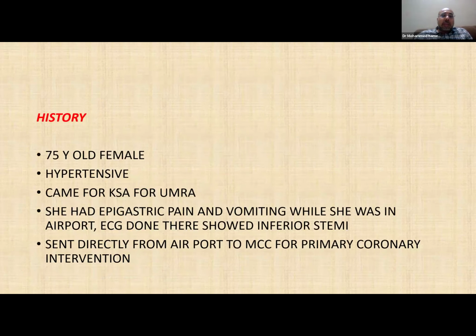We have a 75-year-old female. She has a history of hypertension. She came to Saudi Arabia for Umrah. She's Indonesian. Just when she arrived at the airport, she had gastric pain and vomiting. In the airport clinic, they did an ECG which showed an inferior STEMI, and they sent the case directly to us for primary PCI.